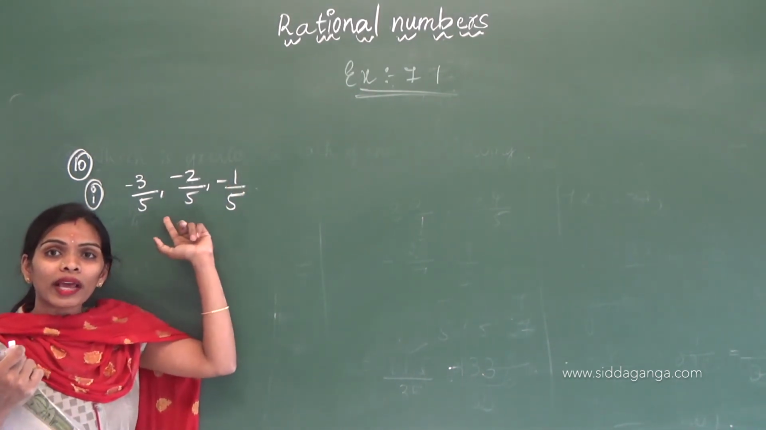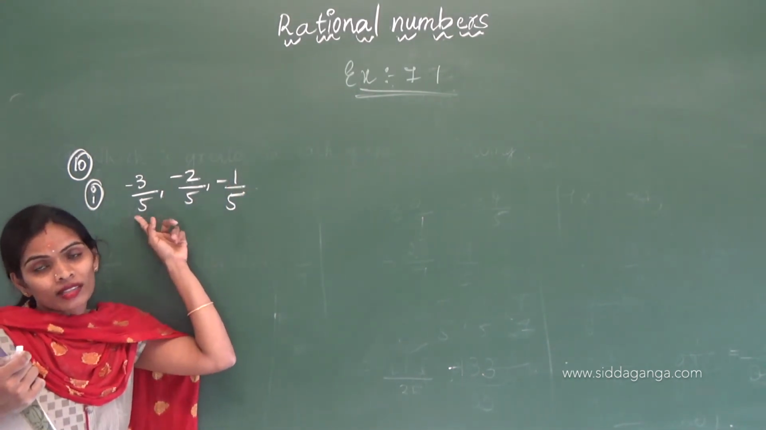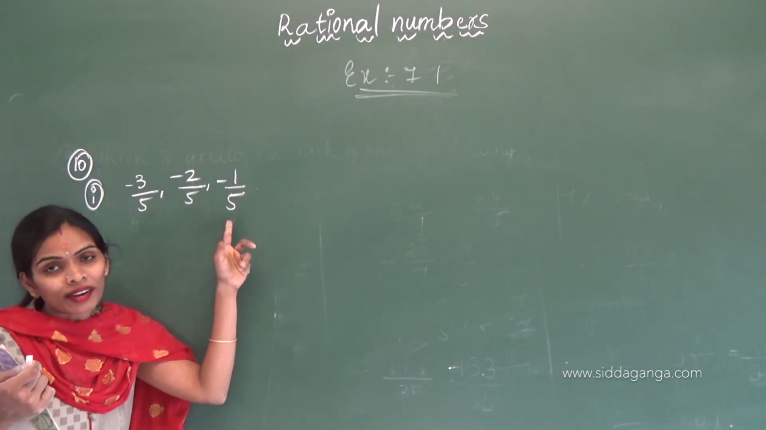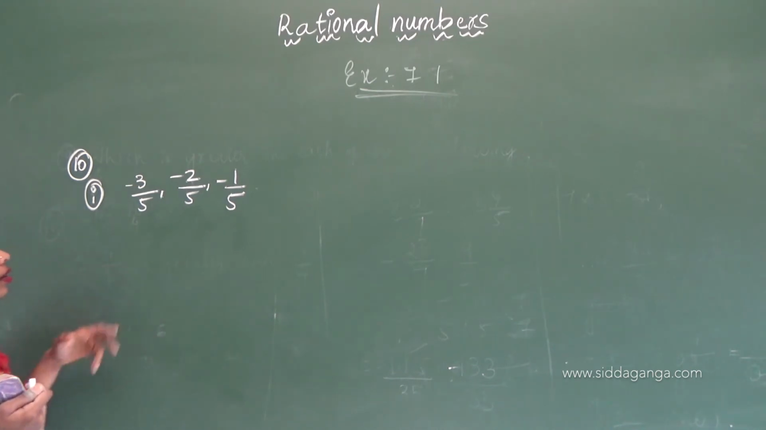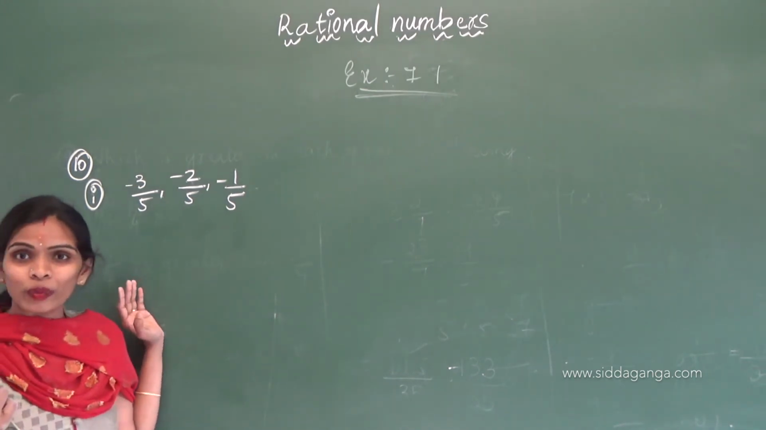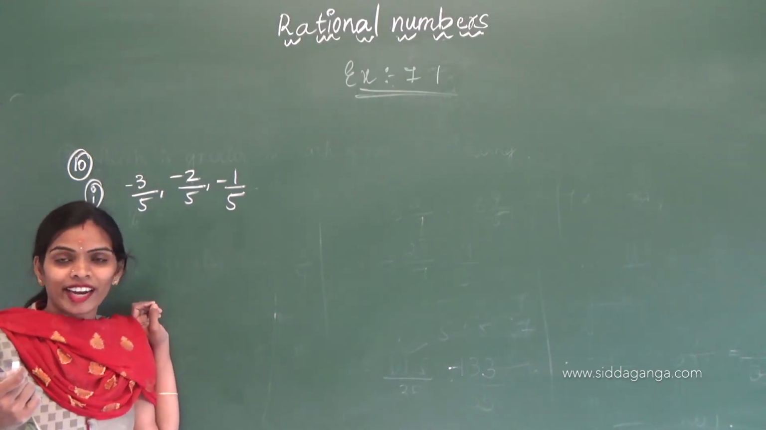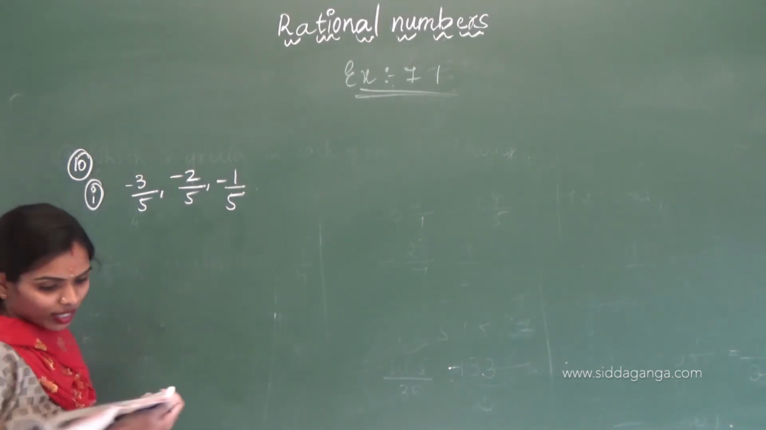Here all are having the same denominators. Yes, all are having the same denominators. That's why they are like fractions. No need to convert them into equivalent fractions. Directly we can write the ascending order for them.